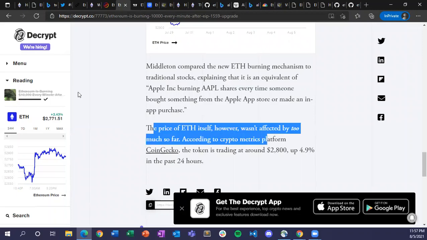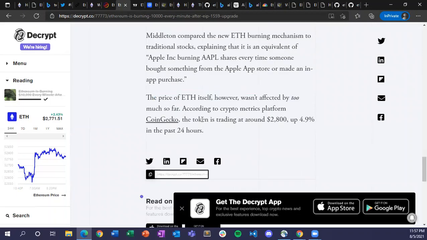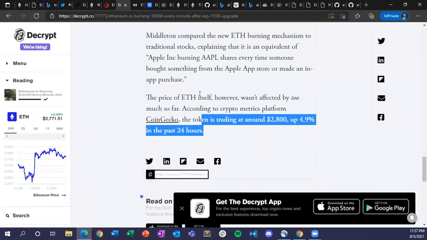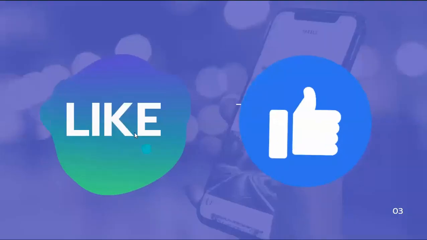And yeah, the price of ETH wasn't affected too much actually, trading around $2,700. And I'll go into more of the price later.